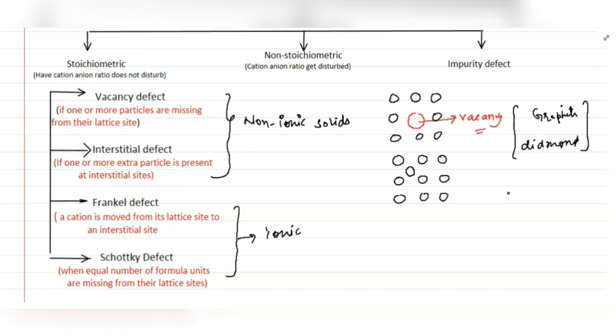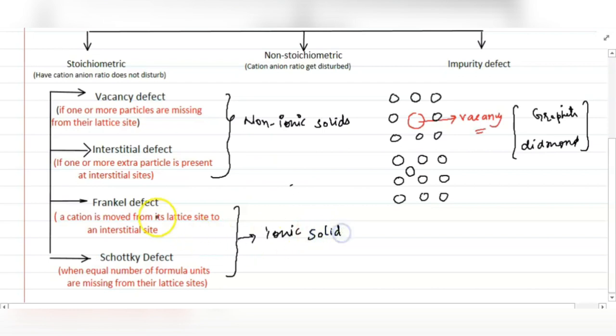Now we'll talk about Frenkel and Schottky defects. What are Frenkel and Schottky defects? They are shown by ionic solids. First of all, keep in mind that ionic solids like sodium chloride will show these defects. Frenkel defects are those defects in which a cation is moved to an interstitial site. When a cation is moved to an interstitial site, the defect is called a Frenkel defect.